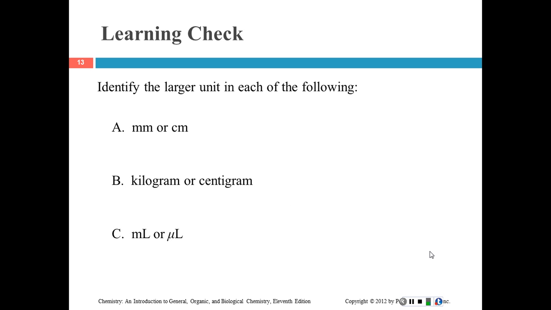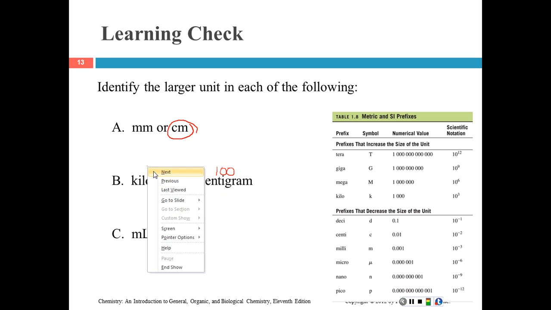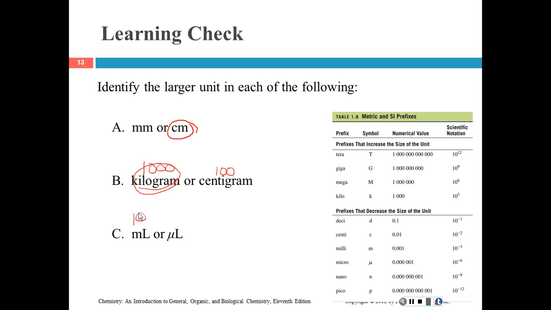Which is bigger, a millimeter or a centimeter? Which is bigger, larger? A centimeter, that's right. Which is bigger, kilogram or centigram? Well, this is 1/100 of a gram, and this is 1,000 grams. So which one's bigger? Kilo. Milliliter or microliter? This one is 10 to the minus 3 liters. This one is 10 to the minus 6 liters. So which one's bigger? Milliliters. That's right. It takes 1,000 microliters to make 1 milliliter.